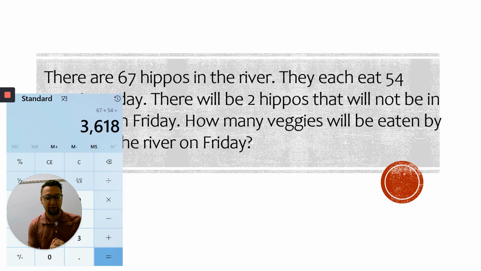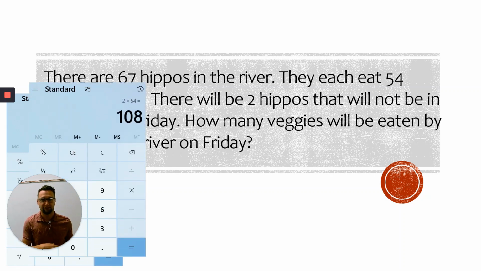That's just step one. But then it says 2 of those hippos will not be in the river on Friday. They'll be somewhere else. So we need to take their veggies out of that because the question is asking us how many will be eaten in the river on Friday. And those 2 hippos won't be eating in the river. All right? So now we need to say how many will be missing. Well, that's 2 hippos times each of their 54s, right? He eats 54, she eats 54. Both of those 54s are out. So you could say 54 times 2 would be 108. That will save us time instead of adding 54 and 54, even though that's pretty quick too. All right, so that's step 2.